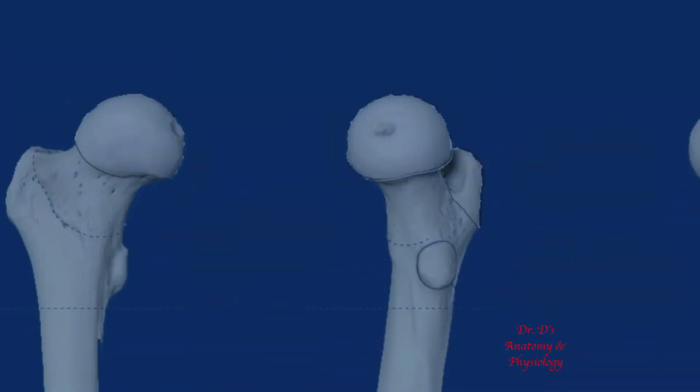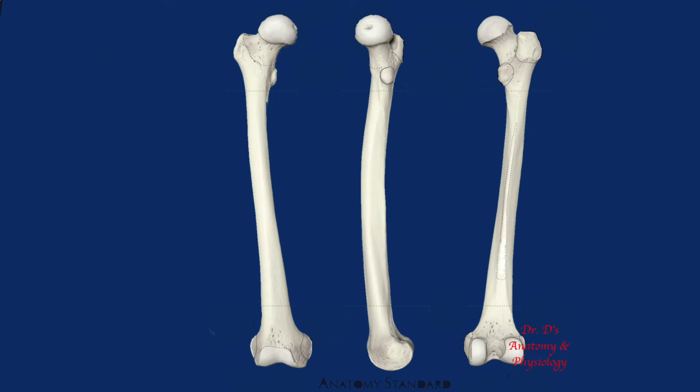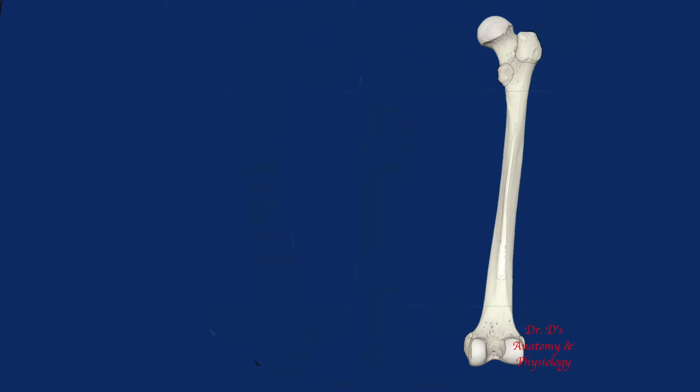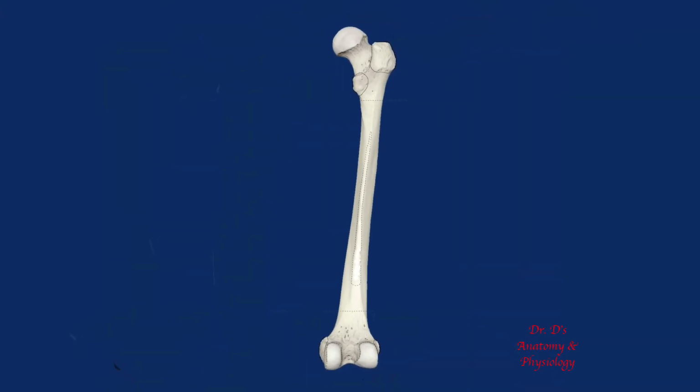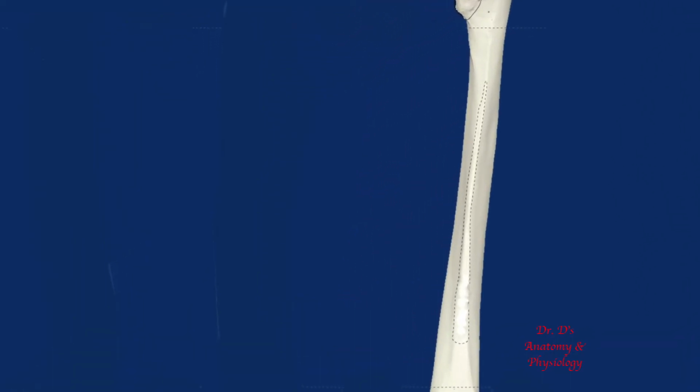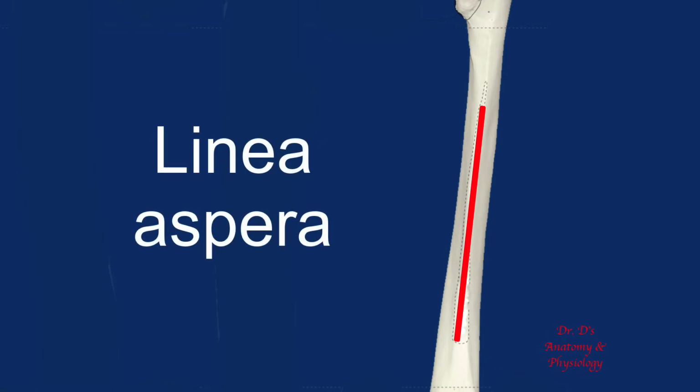If we look at the entire length of this long bone and concentrate on the posterior side, there is another prominent ridge that runs along the back that is rough because of the attachment of muscle tendons. Because of the roughness of the line, it is called, in Latin, the linea aspera, which translates into rough line.